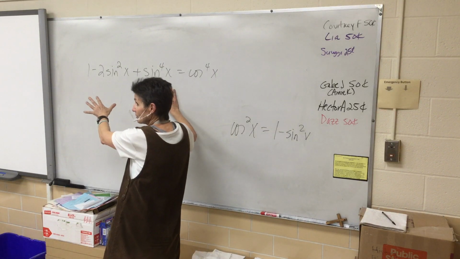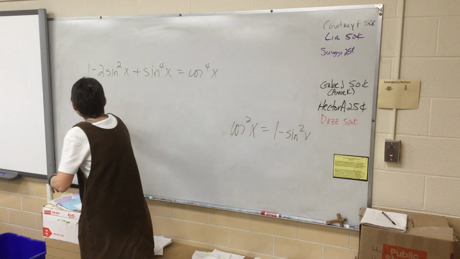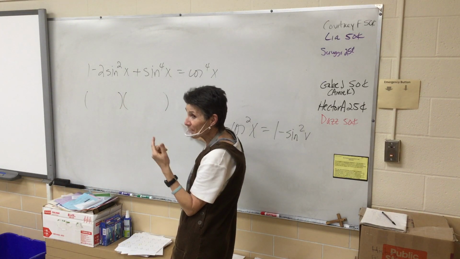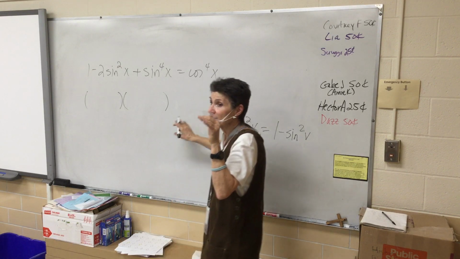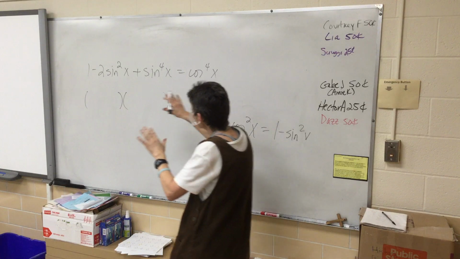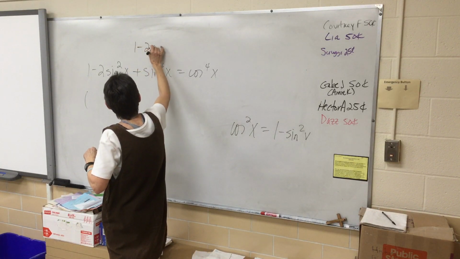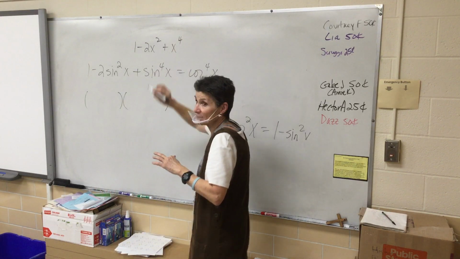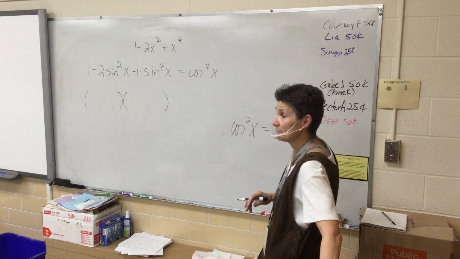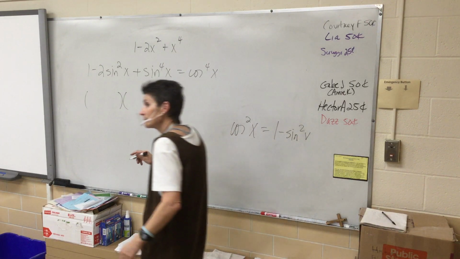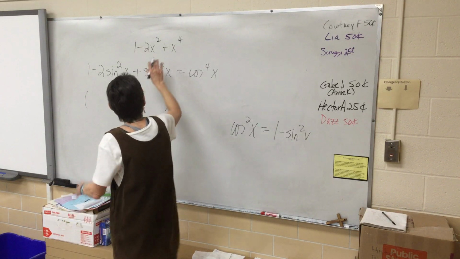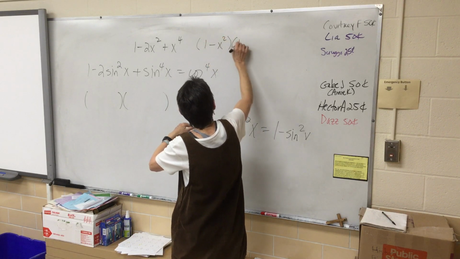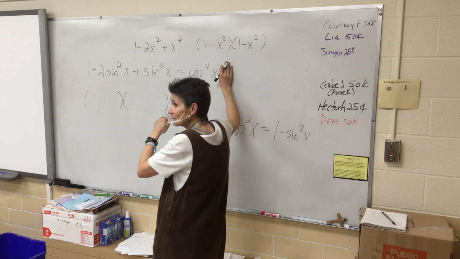This does factor, but it factors into two binomials. Does anyone see how that factors? Think about it like regular x's. Think about it as though it were 1 minus 2x squared plus x to the 4th. Could you factor something that looked like that? What did you say, Trey? So this guy would factor as 1 minus x squared and 1 minus x squared. Isn't that the way that would factor?